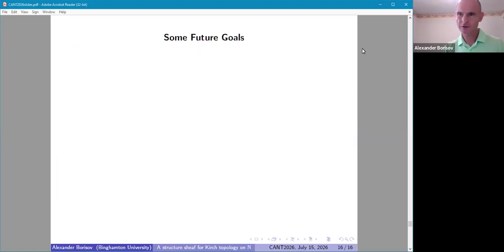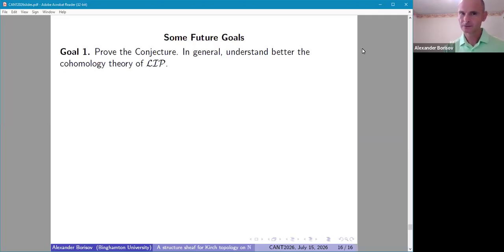Okay, what are some future goals of this theory? Number 1, prove the conjecture. In general, understand better the homology theory of the lip sheaf. Explore possible generalizations. There are plenty. The theory is in infancy. We can first of all automatically go from N to Z without 0. Everything pretty much works.